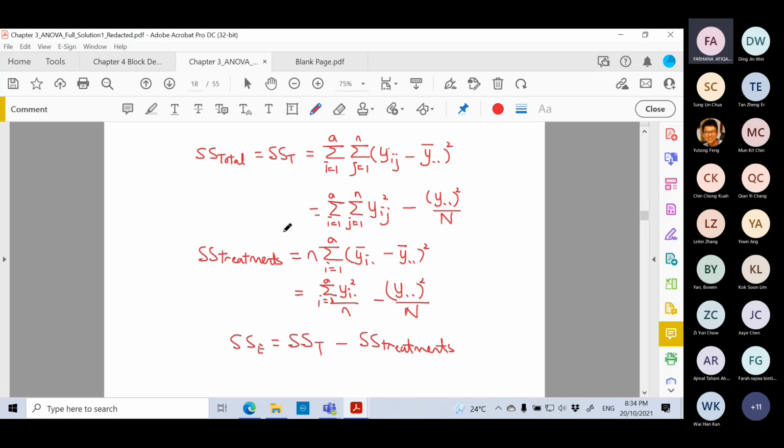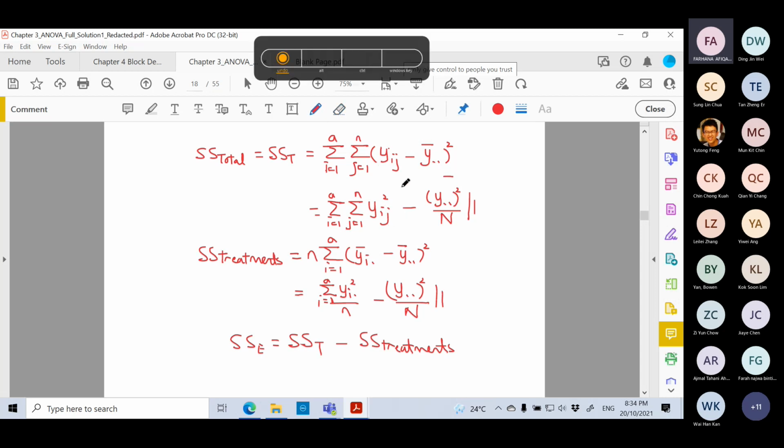Similarly, the sum of squares for treatment is supposedly given by this formula, but if you expand the bracket, you can simplify it as the following: the sum of yi squared divided by n, minus the overall total squared divided by n. You can observe that this term and this term are the same, so in that case your calculation can be simplified. This is where you need to understand the idea of the sum of squares, and then you will get all the sums of squares here.